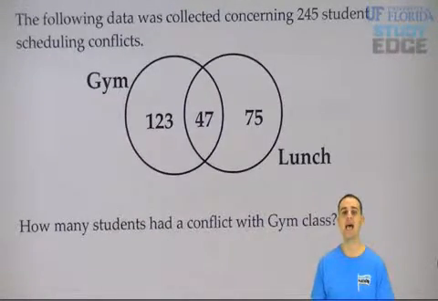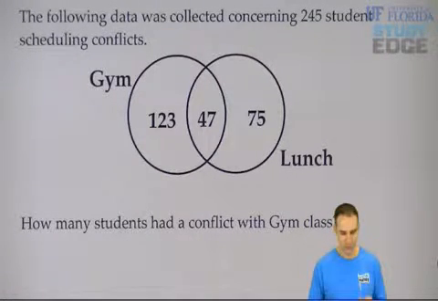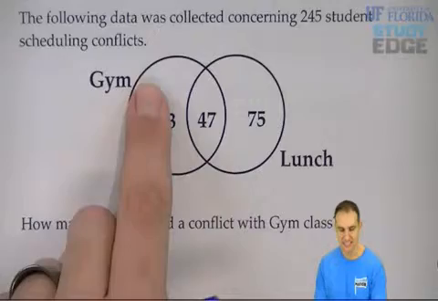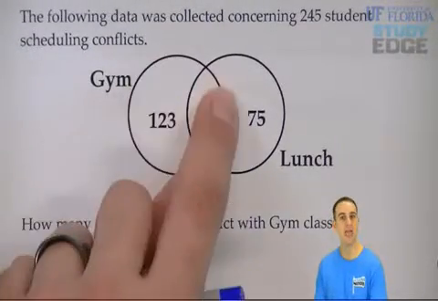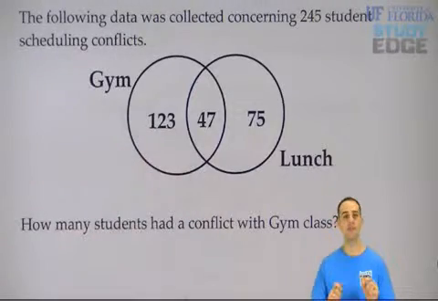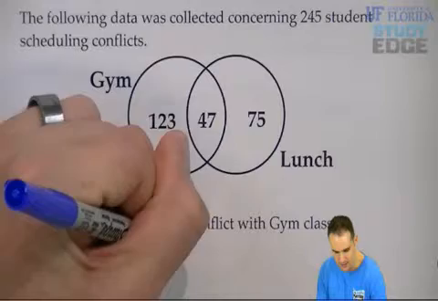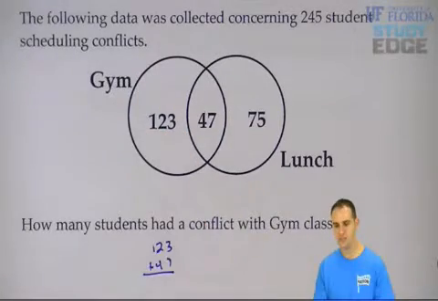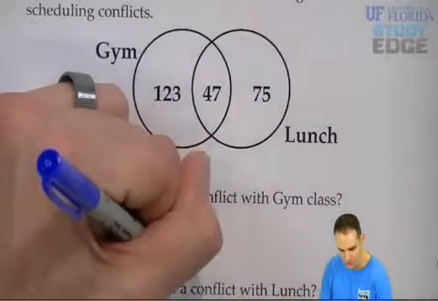First question asks, how many students had a conflict with gym class? What are we looking at? We're looking at the entire circle of gym class here. This would constitute everyone that had a conflict with gym. In this case, that would be 123 plus 47, giving us a total of 170 students having a conflict with gym class.